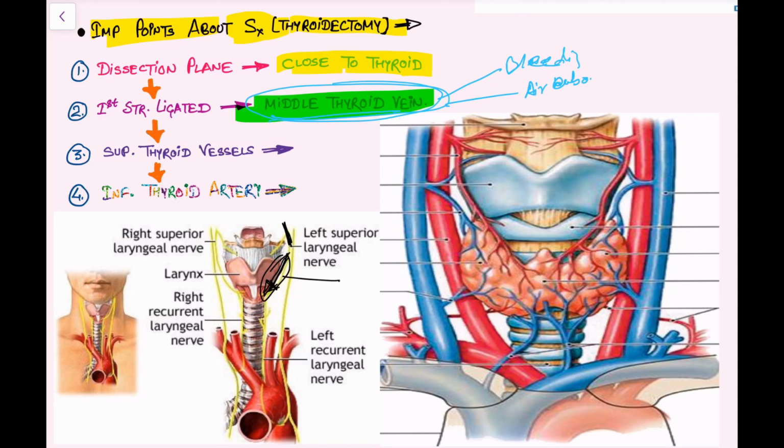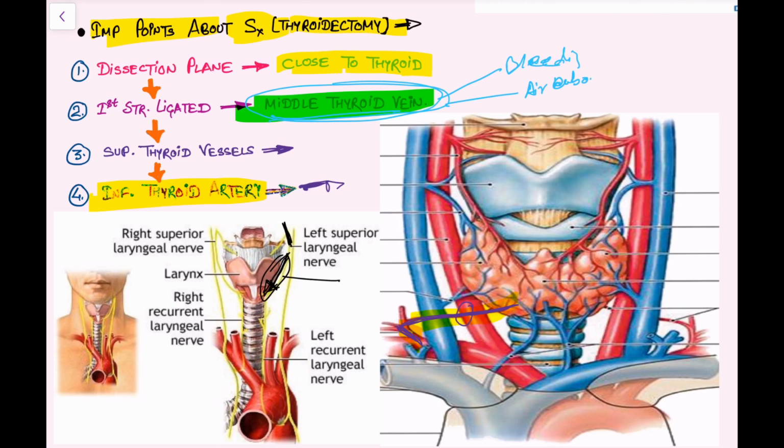So the last point is about the inferior thyroid artery. The inferior thyroid artery should be ligated. Here is the inferior thyroid artery, which is a branch of the thyrocervical trunk. This is the thyrocervical trunk, and this is the inferior thyroid artery, which is supplying the thyroid gland. So the inferior thyroid artery should be ligated close to the thyroid to prevent vascular infarction.